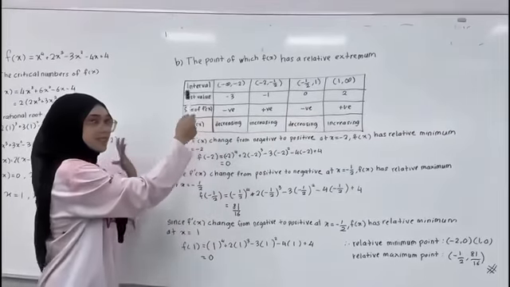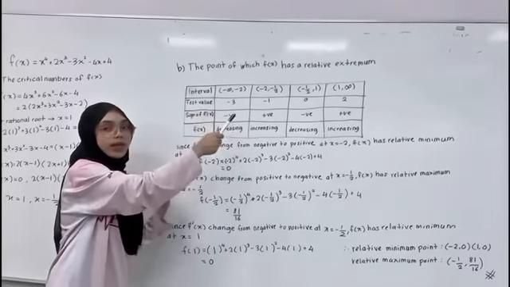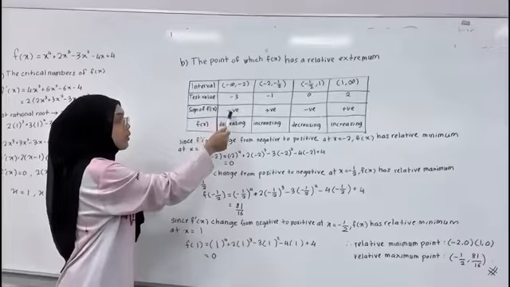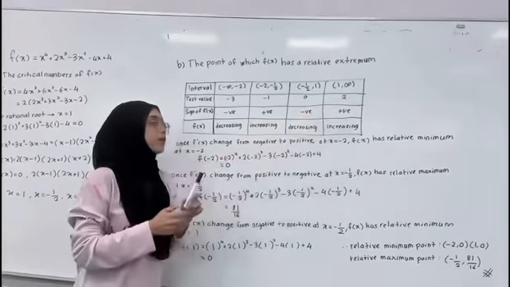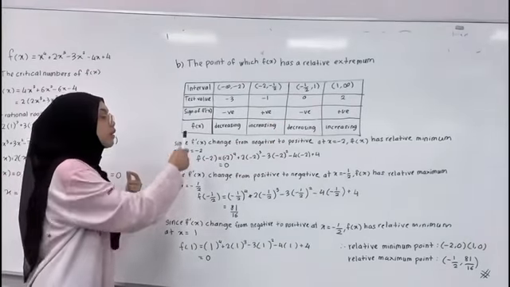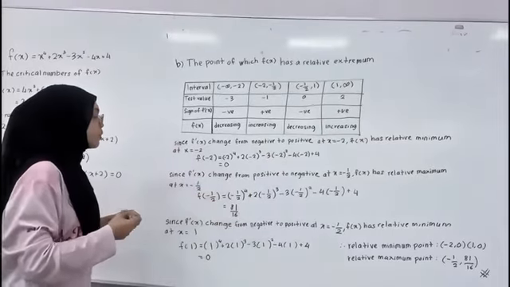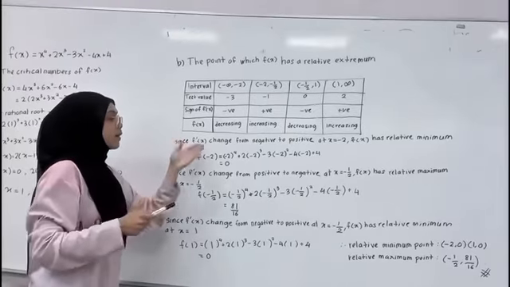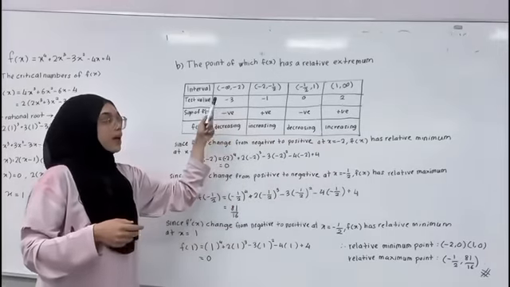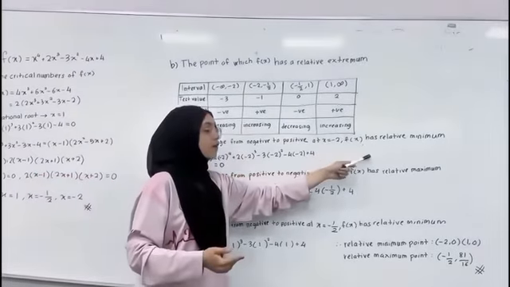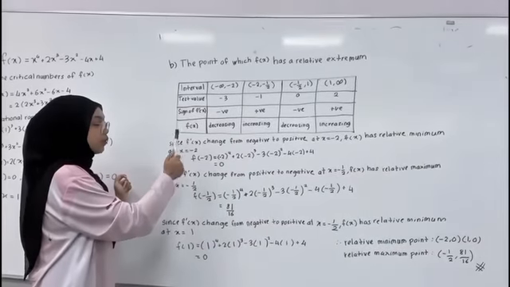Then we substitute the test values into the f'(x) equation. Then we get the signs: negative, positive, negative, and positive. From this, we can identify that f(x) is decreasing, increasing, decreasing, then increasing. So first, since f'(x) changes from negative to positive at x equal to negative 2, f(x) has a relative minimum at x equal to negative 2.